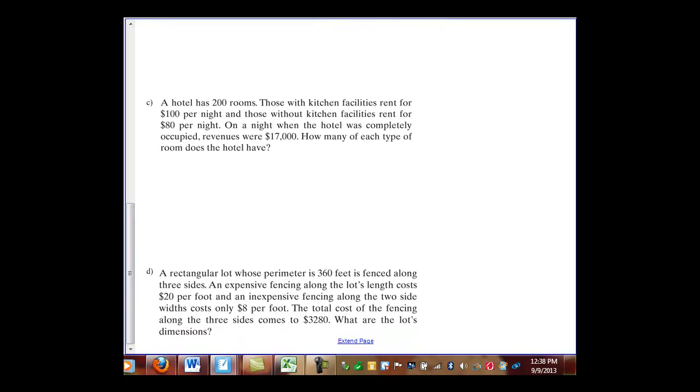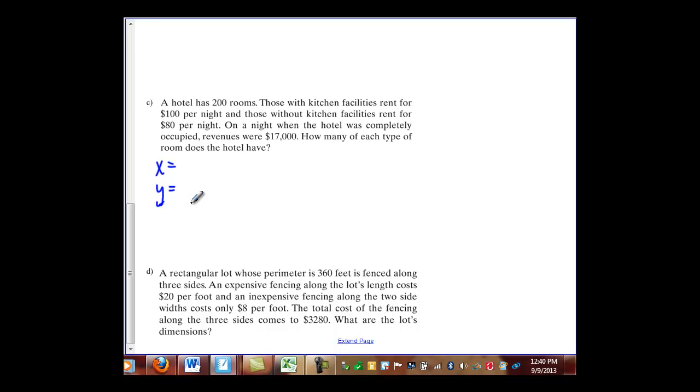All right, for C, a hotel has 200 rooms. Those with kitchen facilities rent for $100 per night. Those without kitchen facilities rent for $80 per night. On a night when the hotel was completely occupied, revenues were $17,000. How many of each type of room does the hotel have? I'm going to give you guys a minute or two to go ahead and try to set that one up on your own. All right, let's talk about it real quick.